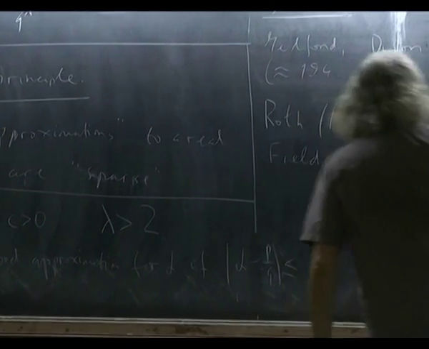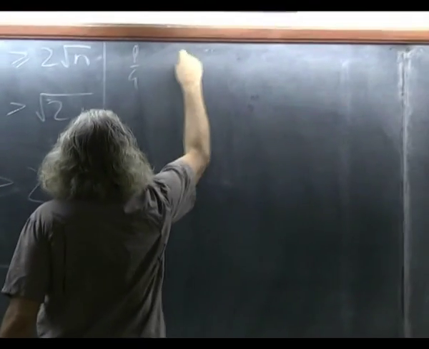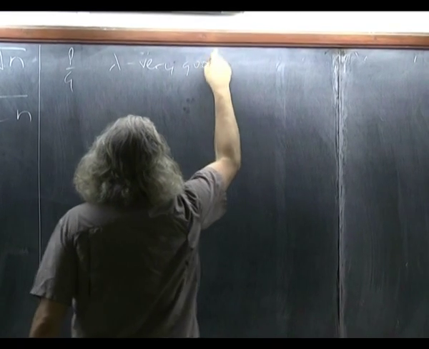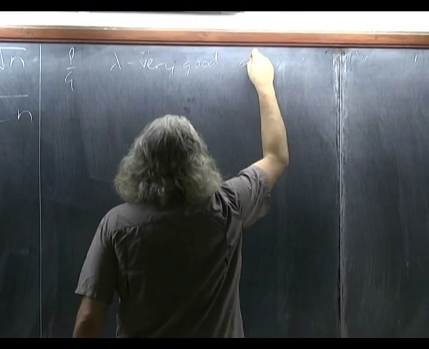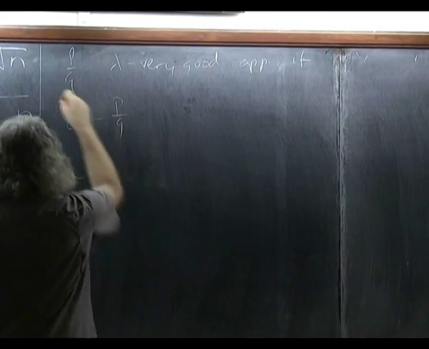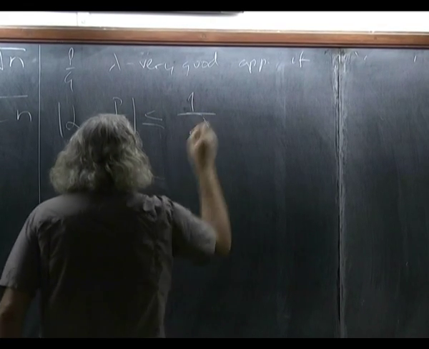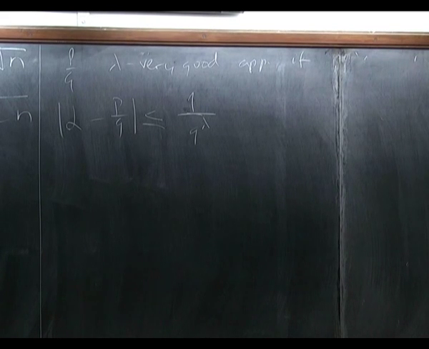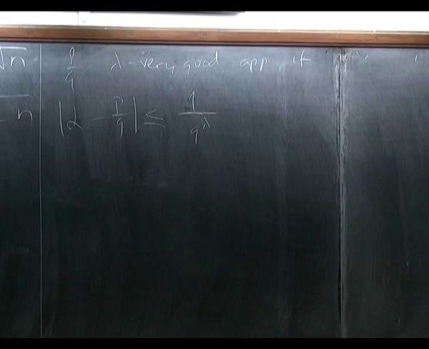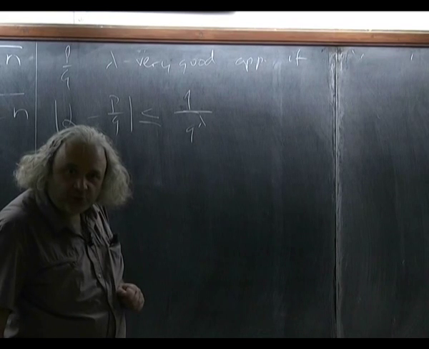And let us say that P over Q is a lambda-very good approximation if we have |alpha - P/Q| < 1 over Q to the lambda. So a simply good approximation is just when we put here some small constant. A very good approximation is when we touch the exponent. Good?